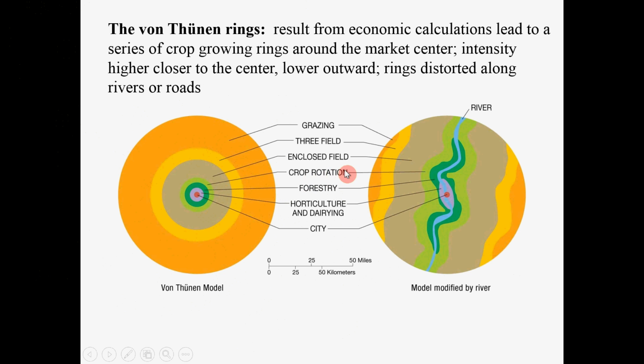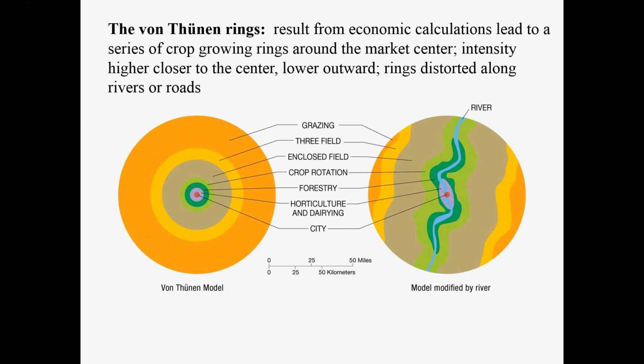Next is the crop rotation ring, and the next one is enclosed field and grazing. So you can really see that in each different ring, you have a different specialized farming system and specialized crops. Okay, so this perfect circle occurs when we have a homogeneous plane where everything is the same. There's no distortion, and there are no other geographical features.